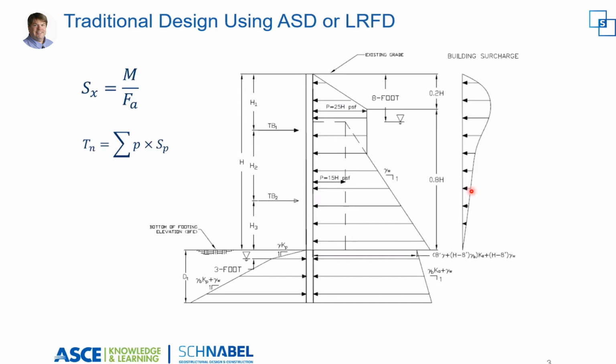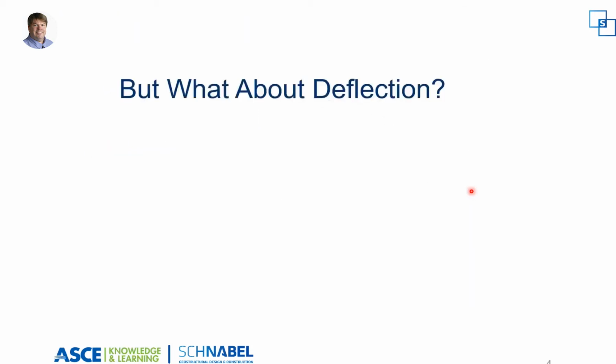And then, to size your member, you would typically calculate your maximum moment either at the cantilever or between the tiebacks and divide it by your allowable stress to get your required section modulus. Then to get your tieback loads, you would either sum up by area or sum moments, or use some program to calculate your tieback loads based on the earth pressures that you've assumed. But what about deflection? This really doesn't tell you how much your shoring is going to move. It just tells you it's not going to fail structurally.